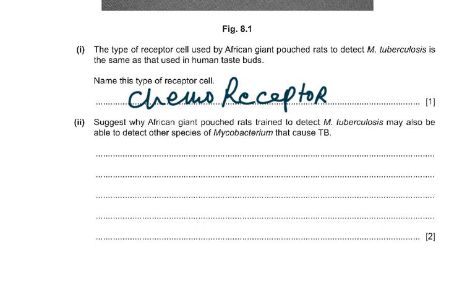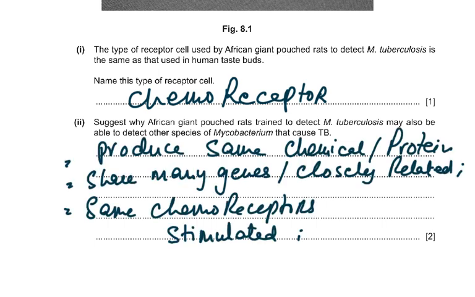Suggest why African giant pouched rats trained to detect Mycobacterium tuberculosis may also be able to detect other species of mycobacterium that cause TB. The reason would be that different mycobacterial species produce the same chemicals or the same proteins. Since they share common ancestors or the same genus, they share many genes, and the same chemoreceptors will be stimulated. So: produce the same chemicals/proteins, share many genes, are closely related, so the same chemoreceptors will be stimulated.